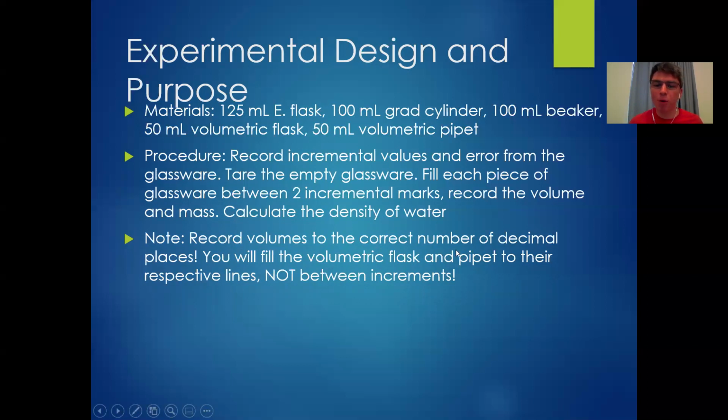Again, if you were in lab doing this, make sure you use the right number of decimal places. It's a very common thing for students to miss, not using the right number of decimal places, and it will mess up all of your calculations. The volumetric flask and pipette, you'll see in the video, they only have 1 line marked off on them, so we will fill it exactly to that line.